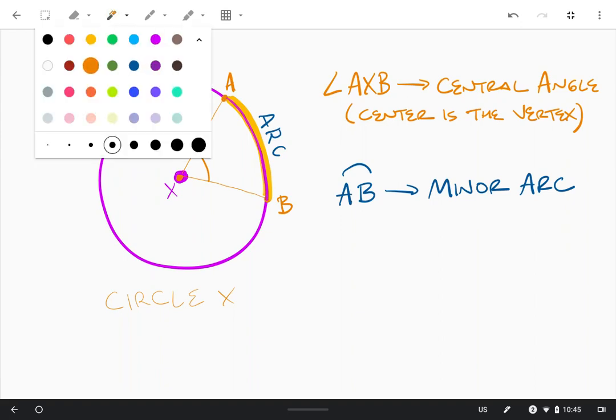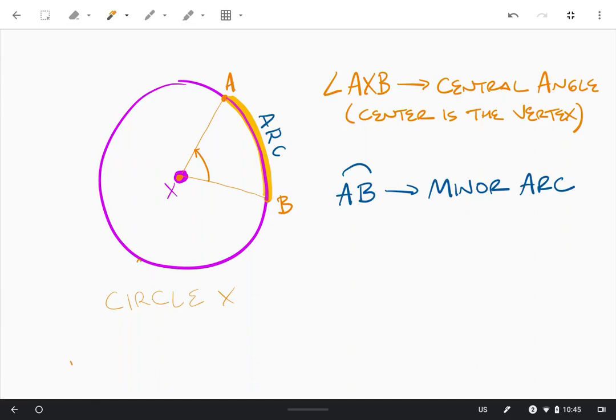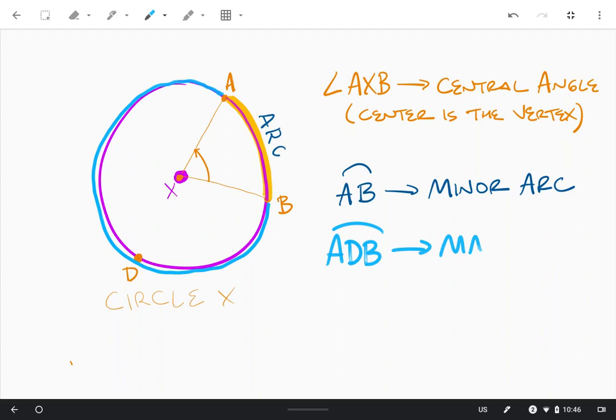Now, we also might have another point on the circle, let's say over here, and we'll call this point D. If I wanted to talk about the other part of this circle, the other path, the path I'm going to highlight in blue, that would be the path that goes all the way around the circle through point D and to point B. So that we would call arc ADB. ADB is what we call a major arc.